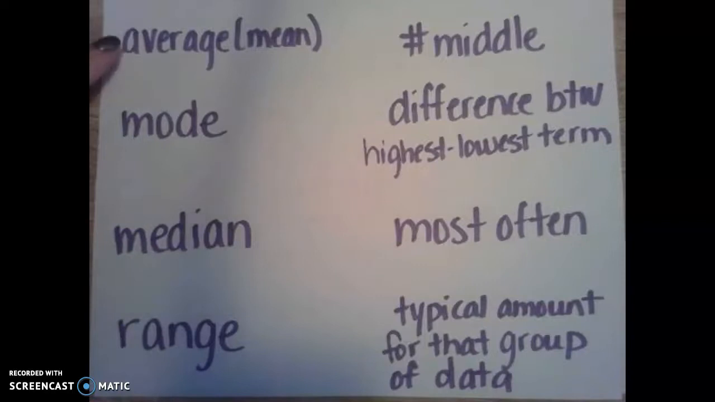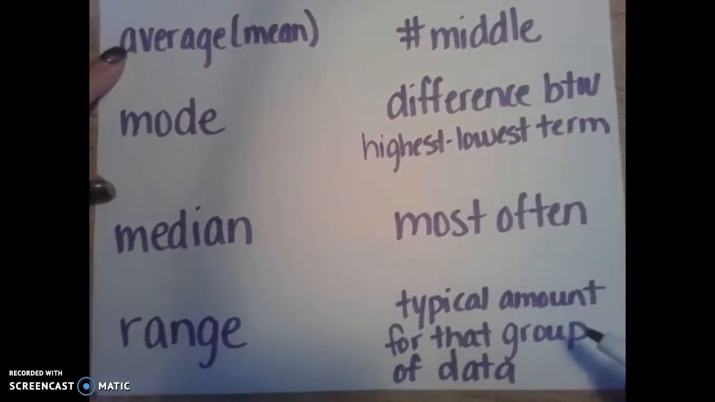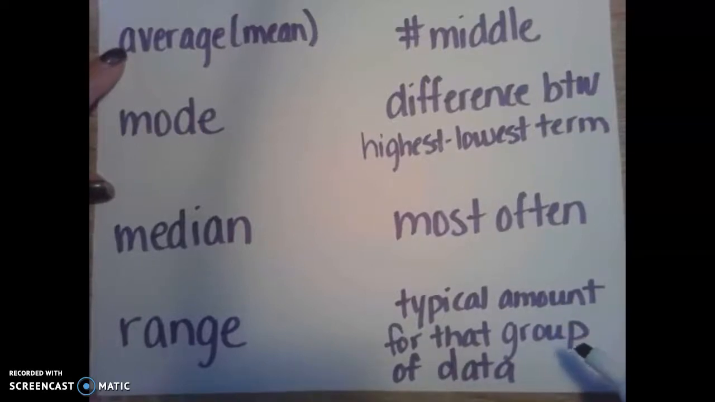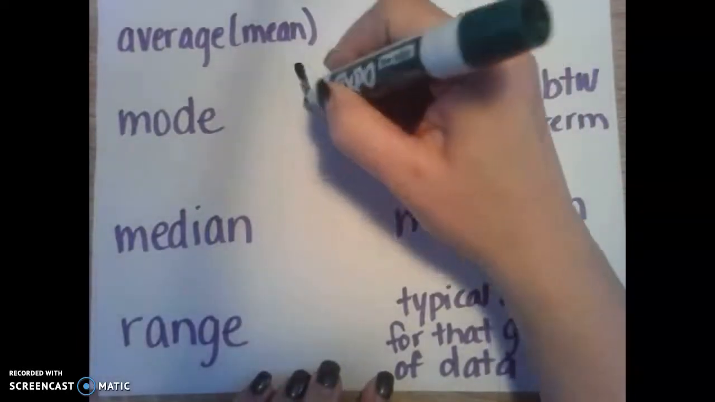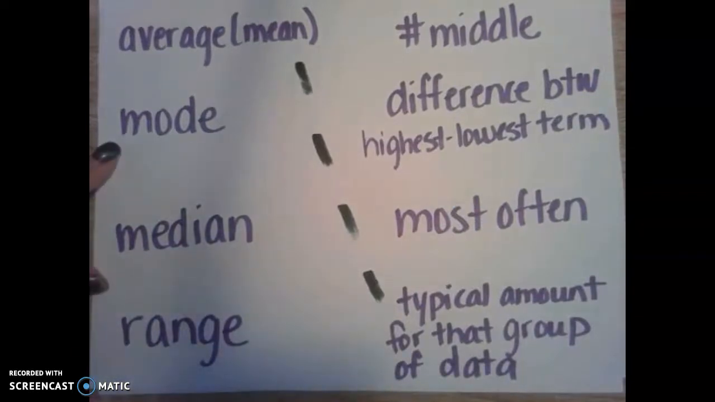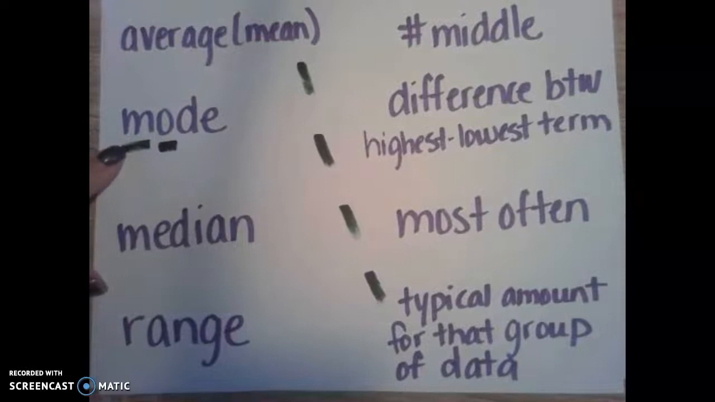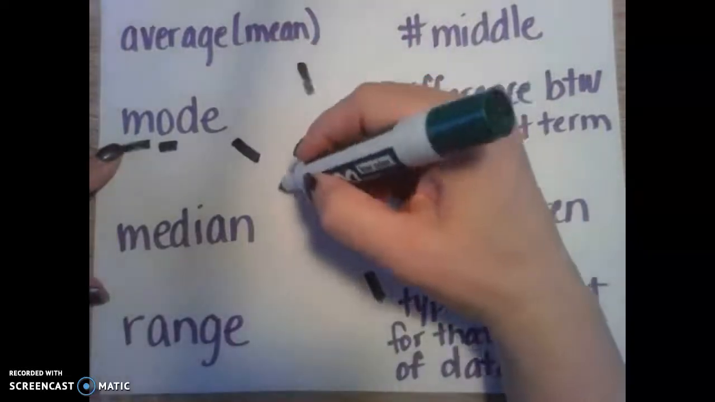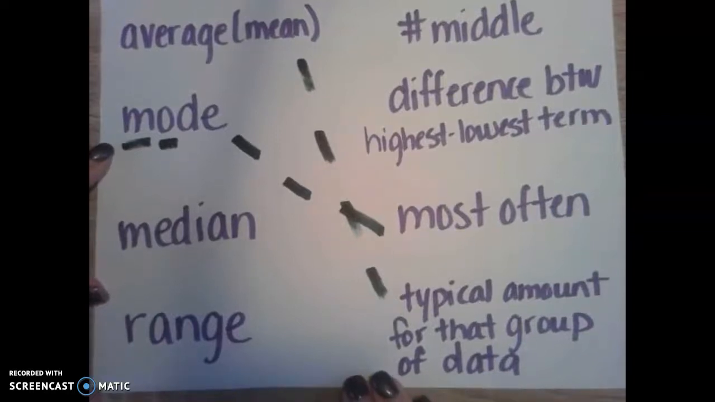All right, here we go. First one, average. Which definition on the right matches the word average or mean? That one is going to be the typical amount for that group of data. All right, next word is mode. The way I like to think about this one is MO, most often. So that's the number that occurs the most often in whatever set of data I am looking at.